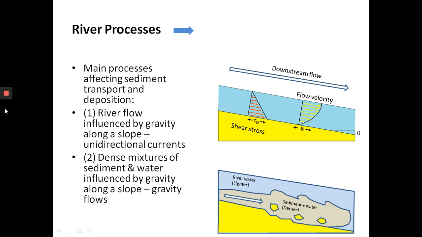But you also have another kind of process that we call gravity flows. Gravity flows occur when you have sediment and water mixed together to form a dense ratio of sediment to water. This can also move along a slope, moving downcurrent. And this flow actually moves below lighter freshwater. But we won't talk too much about gravity flows in this lecture. I'll talk more about gravity flows in the lecture on deep water depositional environments, where they are more typically found.